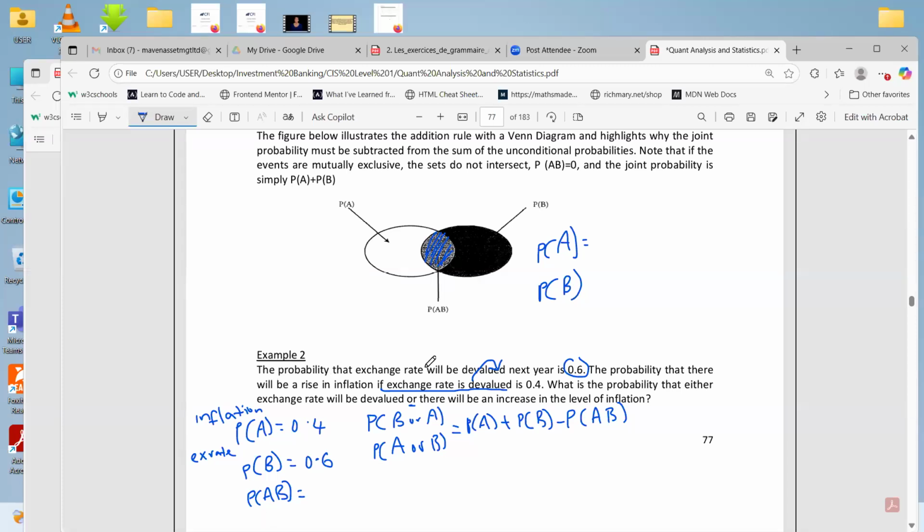The probability that exchange rate will be devalued next year is 0.6. The probability that there will be a rise in inflation if exchange rate is devalued is this. Looking at it, they are independent events, because whatever happens with the exchange rate does not necessarily have to affect inflation. They are two independent events. Are you with me? One does not hinder the other. From your knowledge of economics, I think this is a given. I don't know if I've answered your question.